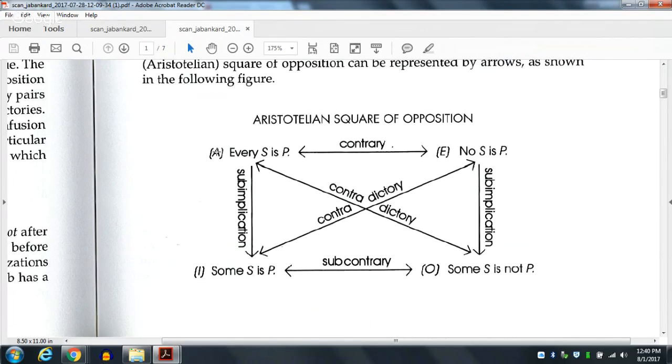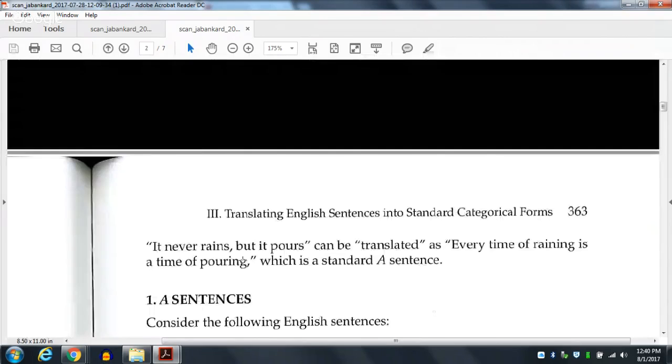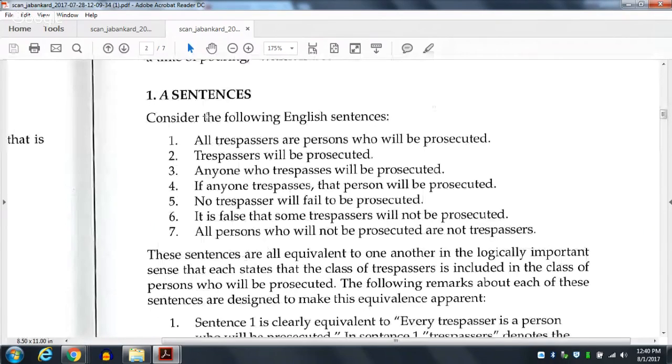So let's look at these claims a little more closely. A, E, I, and O. And then we're going to start diagramming them. Okay? So here are A sentences. If you see a sentence, you say, this is an A sentence.